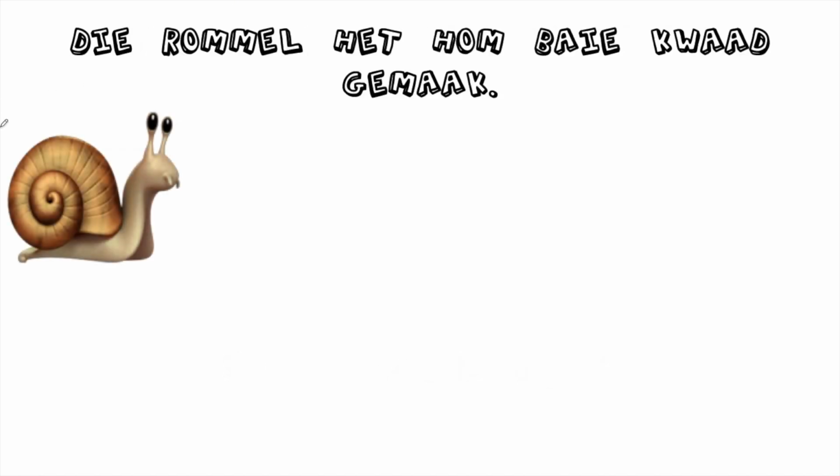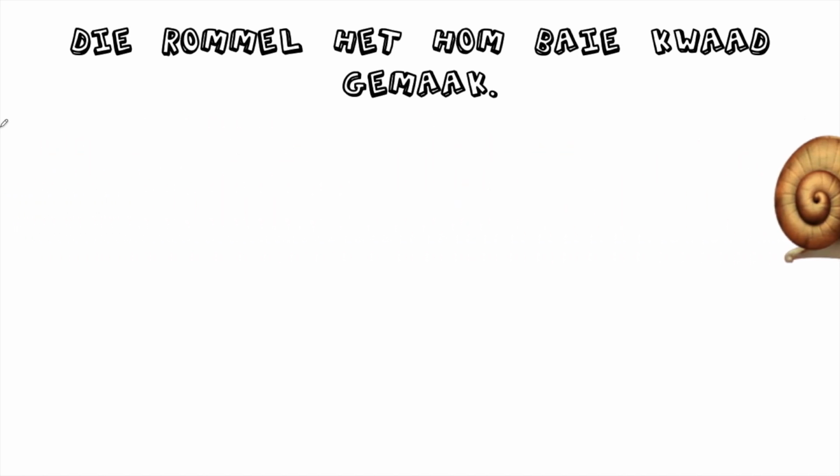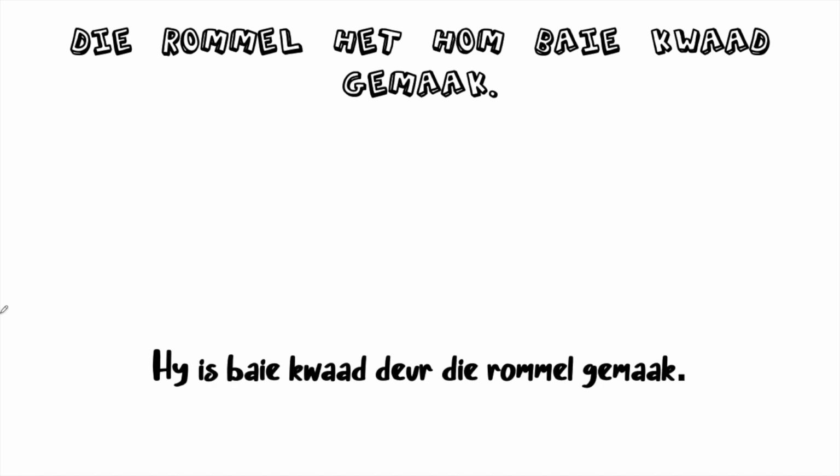So die rommel het hom baie kwaad gemaak. So hy is baie kwaad deur die rommel gemaak. Okay, because hom, it was a pronoun on its own. And have you seen so far in all the answers, there are no hets. Like, they're not there. They're gone. Okay, they're replaced by is in the Lydende Vorm.